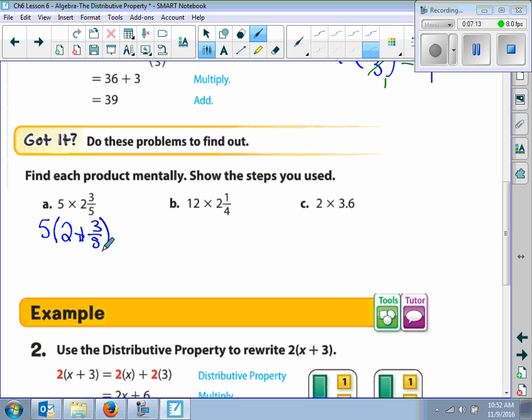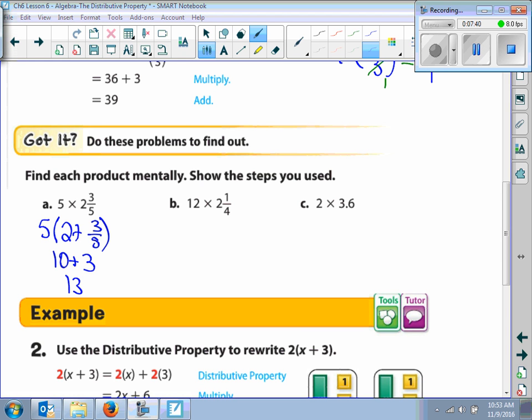So what's 5 times 2? 10. Plus, what's 5 times 3/5? 3. Because remember, the 5 and the 5 will cancel, right? So here, 10 plus 3 is 13.